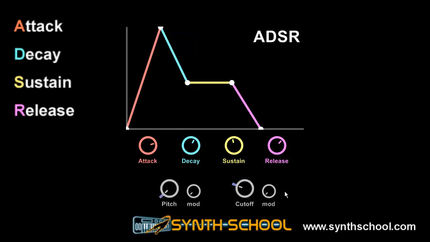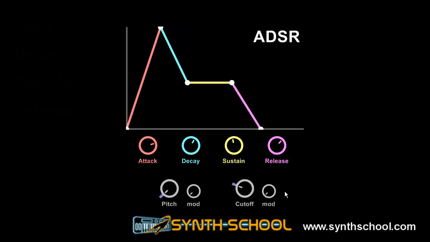Now that we've described the envelope's parameters, let's look at some common uses for the envelope. The envelope is used to modulate the parameters of a synthesizer. What do I mean by that? Synthesizers have an array of parameters to control the sound. Each knob on a synthesizer is such a parameter.